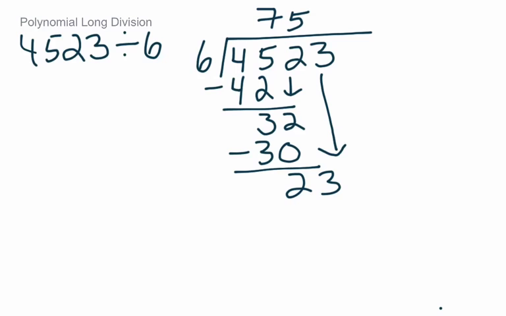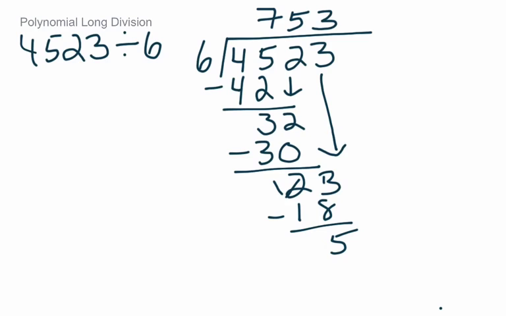So we ask ourselves again, what do I multiply 6 by to get as close to 23 as I possibly can? Well, 6 times 4 would be 24, that would be too much. It's like The Price is Right. You want to get as close as possible without going over. So we would go with a 3. Then we multiply. 3 times 6 is 18. Write the product down below and subtract. This time I have to do a little borrow and carry and I get 5.